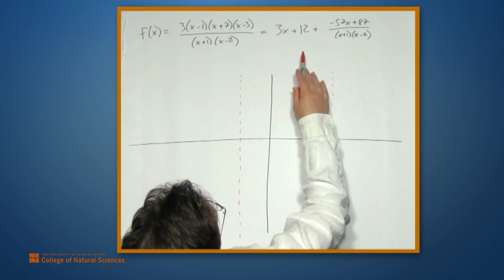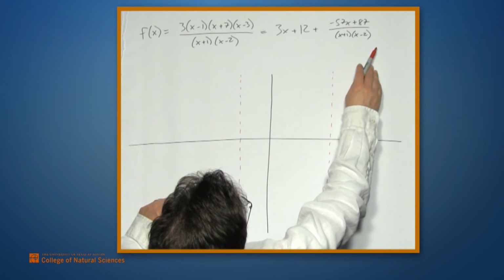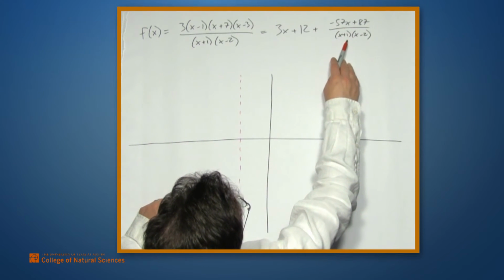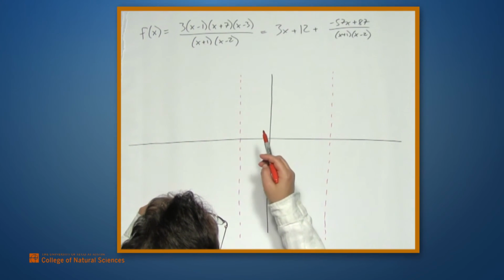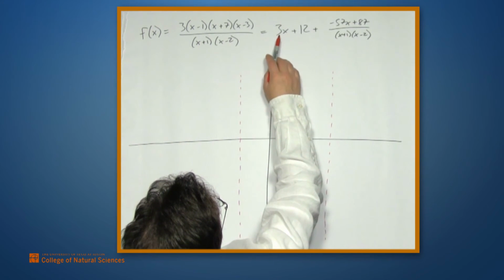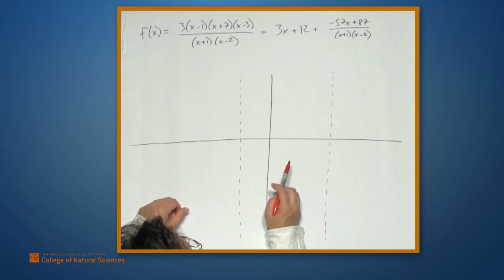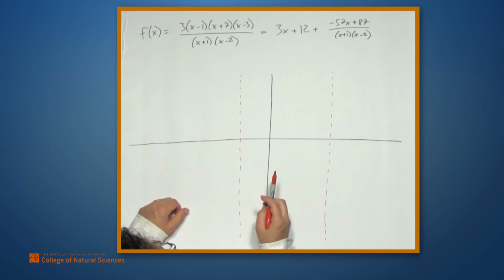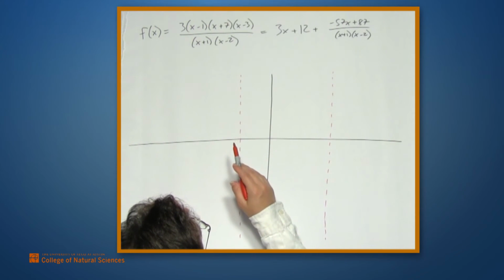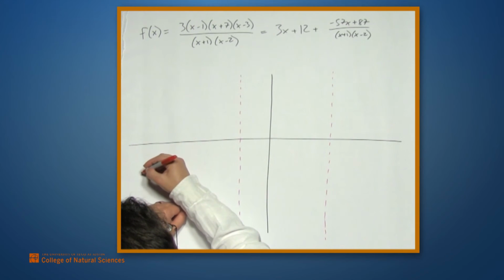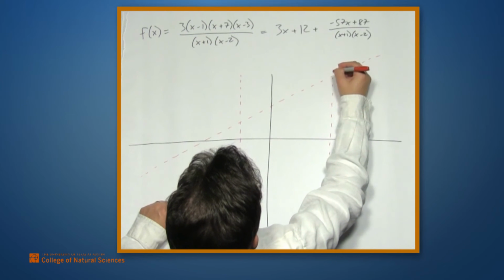The function is the same as this. So for very large values of x, this thing goes to 0 because we have a linear term over a quadratic, but we're left with this. In other words, for large values of x, this function looks like 3x plus 12. So we don't have a horizontal asymptote. In this case, we have what we call a slant asymptote. So let's sketch this slant asymptote, 3x plus 12. It's going to look something like this. And once again, this is not to scale.